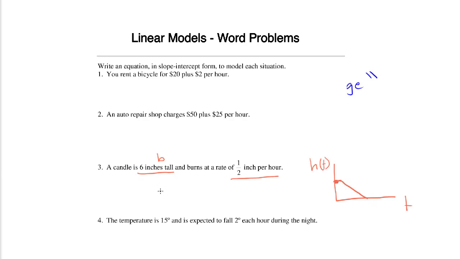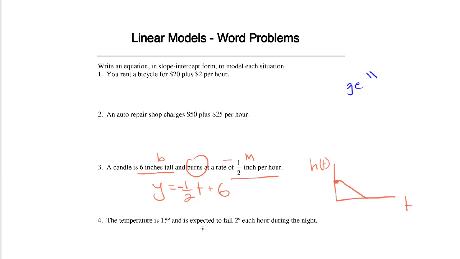So what's the equation here? y equals, our m is 1/2, or negative 1/2 because it's burning per hour. So negative 1/2 t, if t is our time variable measured in hours, plus my y-intercept b, which is 6. The equation here is y equals minus 1/2 t plus 6.